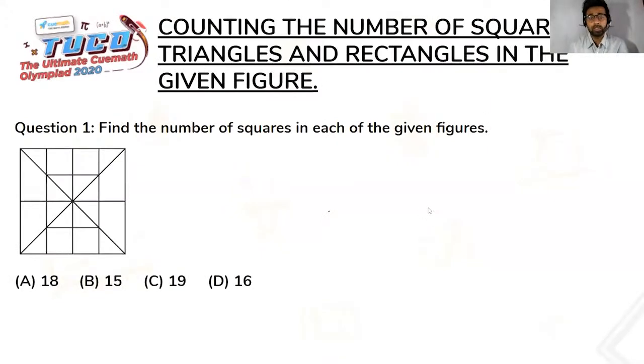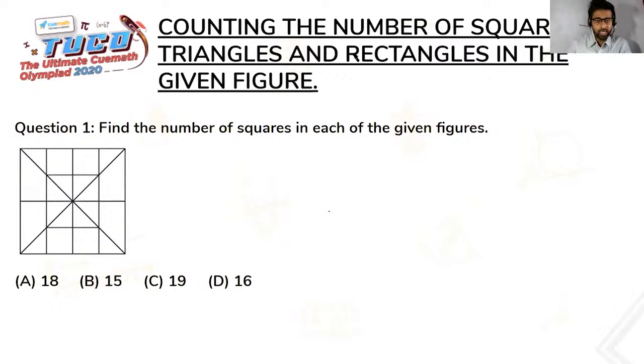We'll now look into our second objective, which is counting the number of squares, triangles, and even rectangles in a given figure. As you can see, you're given a figure and you're asked to find out the number of squares in this figure. The options are also given to you, and if you look carefully, you can spot a few squares out there, but there's a way in which we are going to approach this kind of question. It's almost similar to the ones involving the minimum number of lines.